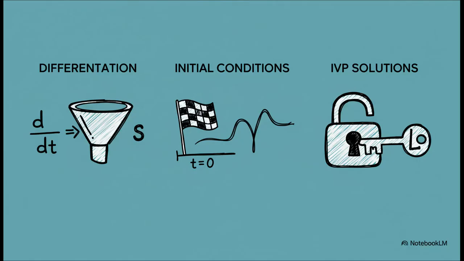So why is this such a game changer? For two huge reasons. First, it literally turns the calculus operation of differentiation into simple multiplication by s. That's the trick right there. And second, it automatically bakes the system's starting point, that initial condition, right into the equation. That combination makes it the absolute perfect tool for solving what we call initial value problems.